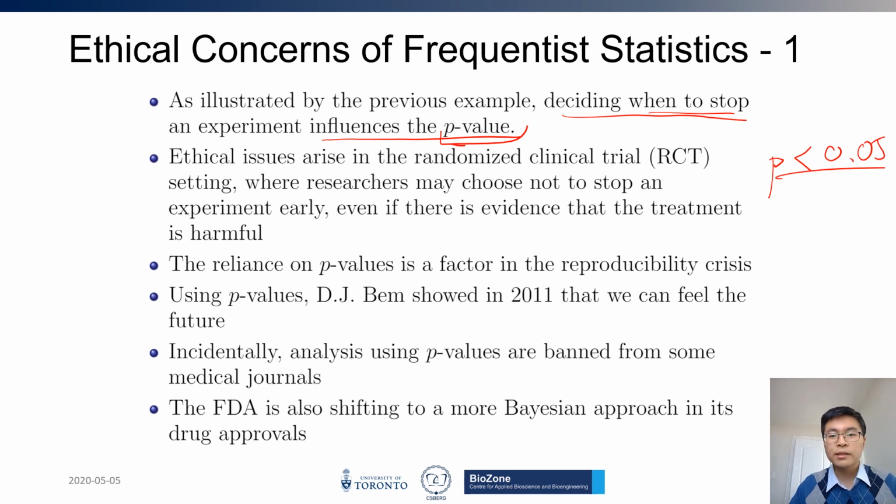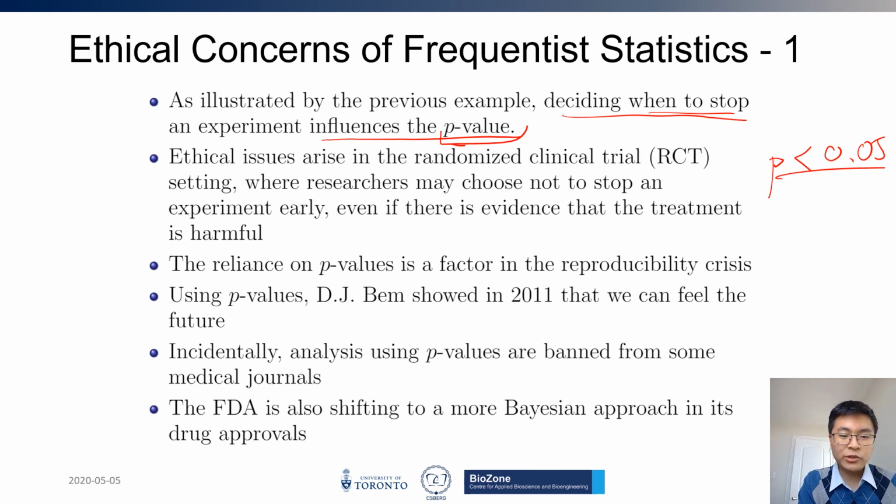But essentially, when you're in a situation and doing, for example, a randomized clinical trial, this decision of when to stop influencing the p-value can become an ethical concern. Because if you already know that a particular treatment might be harmful, you might not want to stop that experiment for the purpose of computing a different or a more significant p-value, whatever that case may be. So again, relying on p-values to make decisions can be problematic.